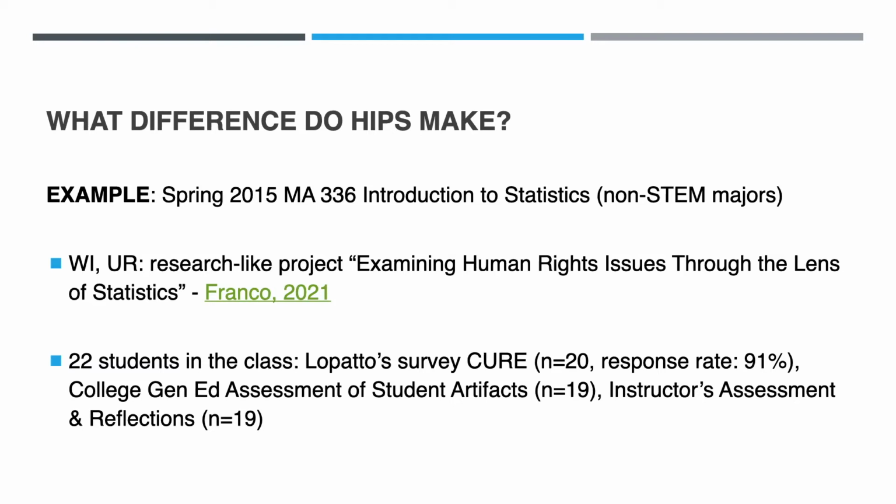And the HIPs in it, as I mentioned, were WI, writing intensive course, but it was also going to have a strong undergraduate research component. I had 22 students that particular semester in the course. I had the students take the Lopatto surveys for course-based undergraduate research experiences. 20 of the students participated and completed the surveys. 19 of the student papers were submitted to the college for the general education assessment of student artifacts. And in addition, I was using my own assessment tools and reflections.